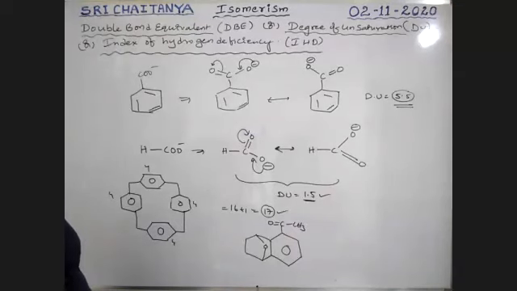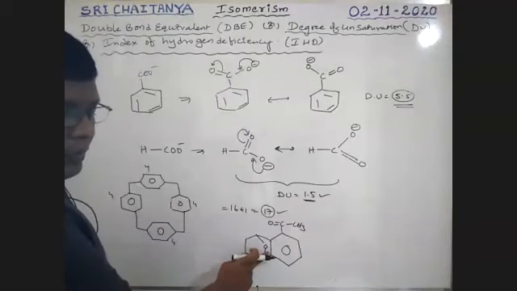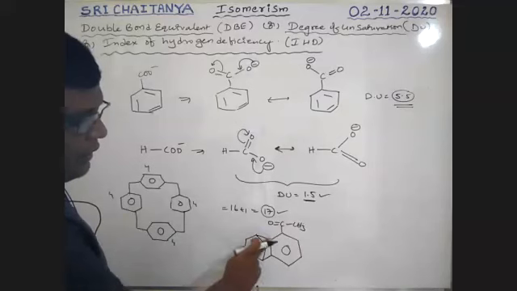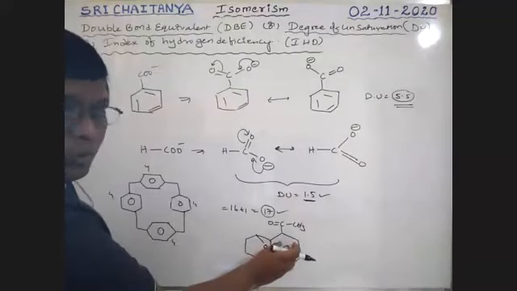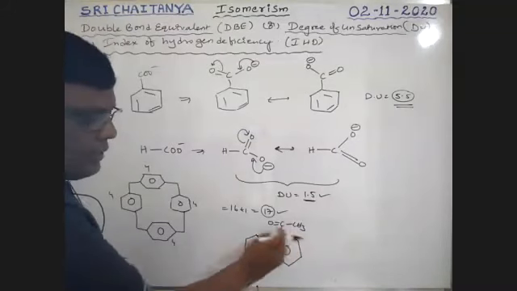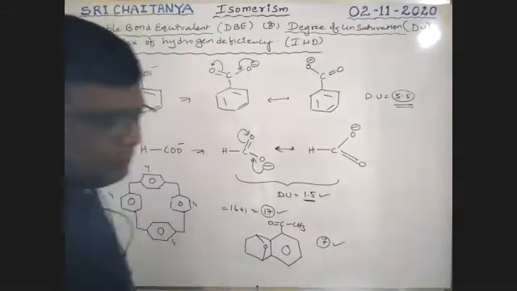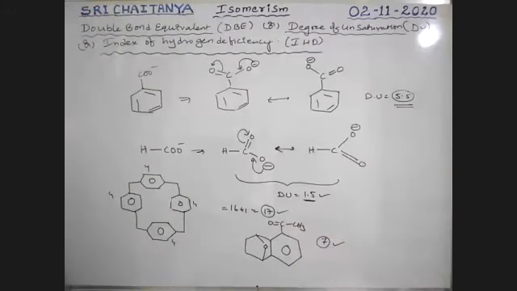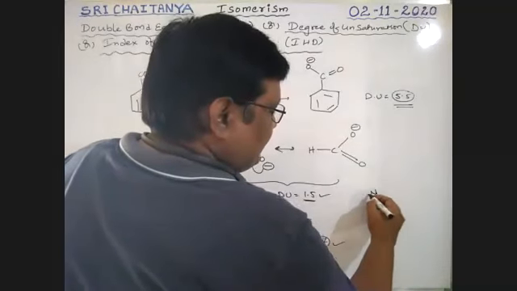Gaurav, wrong. See, boys, it is 2 rings. So 2 plus here 4, 2 plus 4, 6 plus 1 pi bond. So total degree of unsaturation is 7. Okay. Next, nitrogen.